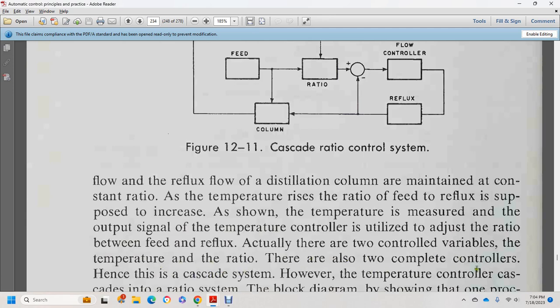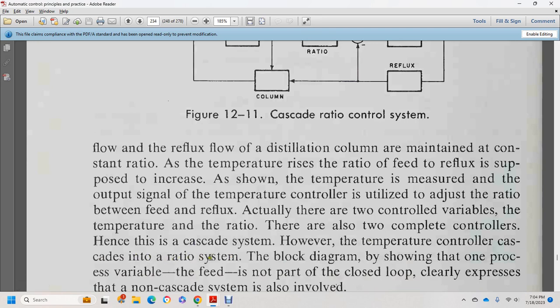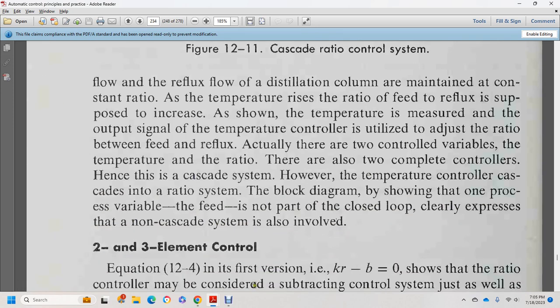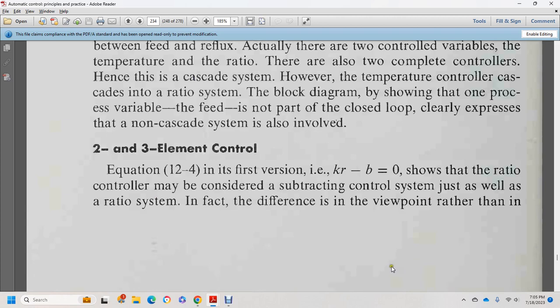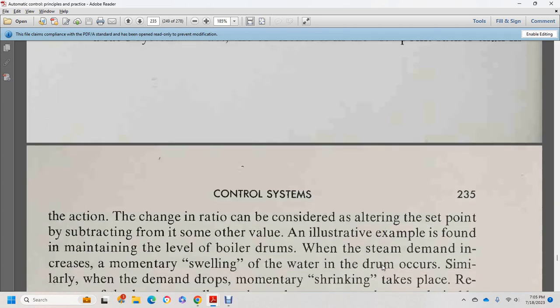The temperature controller cascades into the ratio system, as shown in the block diagram. The feed is not part of the closed loop, which is clearly expressed in the cascade system. The two and three element control equation in the first version is KR minus B equal to 0. The ratio controller can be considered as a cascade control system just as well as a ratio system. In fact, the difference is the viewpoint rather than the action: changing the ratio can be considered as altering a set point by subtracting from some other value.